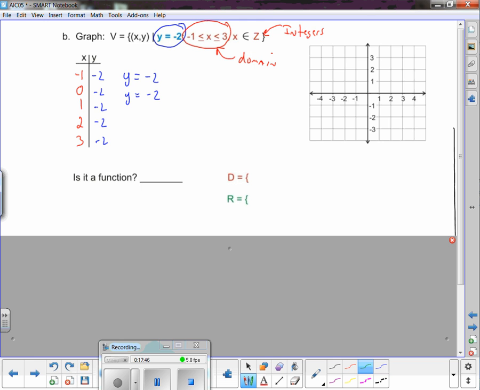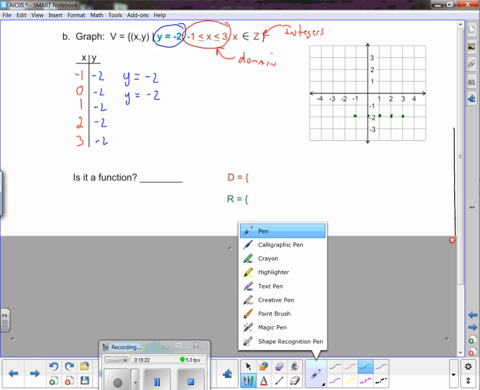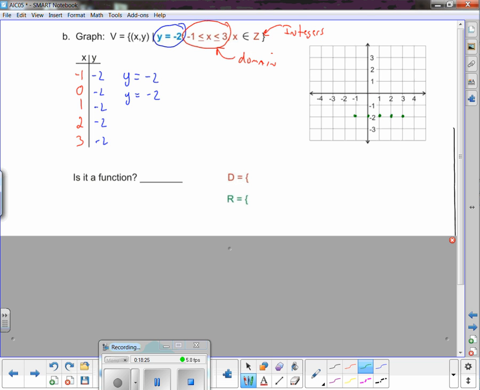All right, let's grab our green. Let's graph that. -1, -2. 0, -2. 1, -2. 2, -2. 3, -2. Right? What is that from? Somewhere in my childhood past. I don't know. It's from something. All right, whatever. You guys obviously don't play that game anymore. Is this a function, yes or no? Function or relation? Function. It passes the vertical line test.